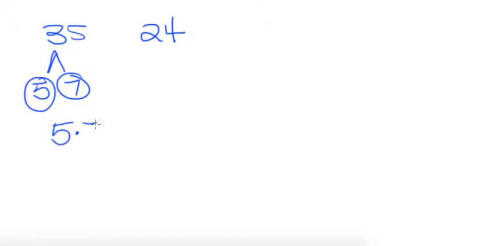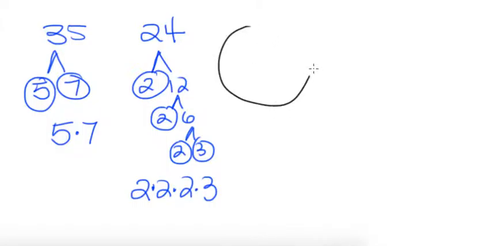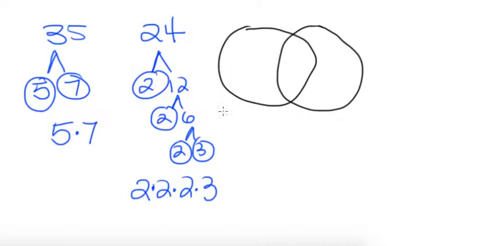35 is 5 times 7. And 24 is 2 times 12, and 2 times 6, and 2 times 3. And I have all those, so my prime factorization is 2 times 2 times 2 times 3. All right, and then I'm going to fill in my handy-dandy Venn diagram because this is so helpful in finding GCF and LCM. And I go back to my prime factorizations.